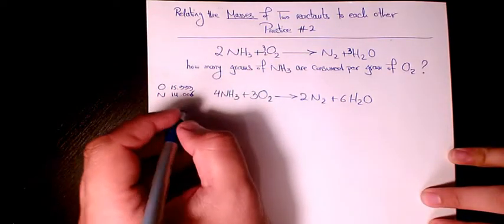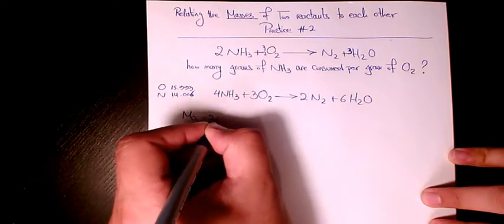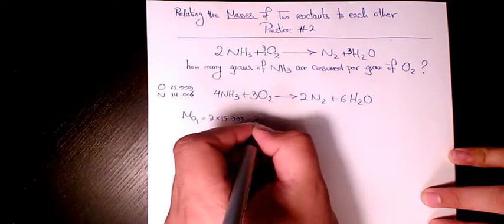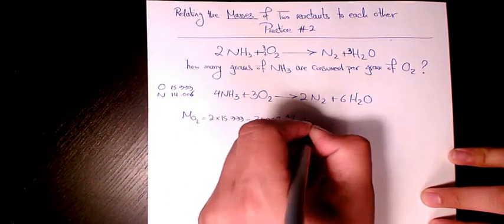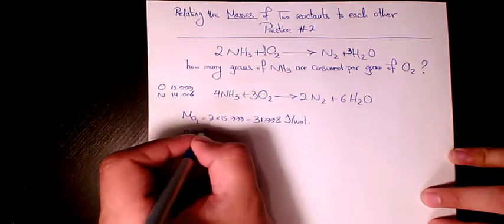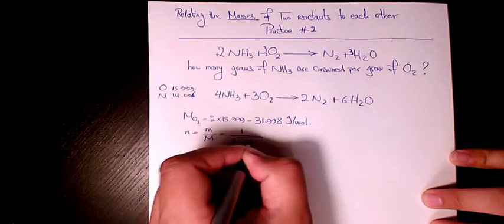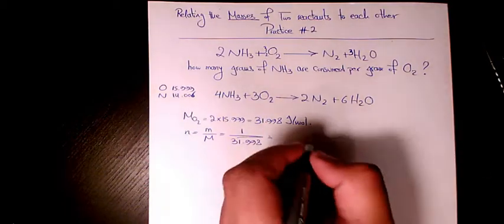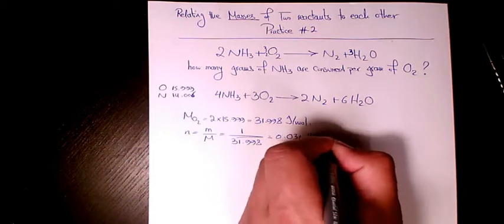So the first thing I need to know, the molar mass of O2 is 2 times 15.999, which is going to be 31.998 grams per mole. So if I want to find the number of moles, we divide mass, which is 1 gram, by molar mass, 1 divided by 31.998, which is going to be 0.031 moles.